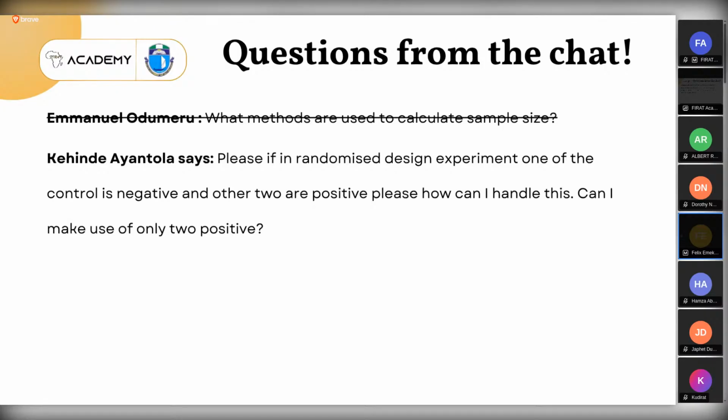Kehinde, can you please say it verbally, so that I'm clear with what you're asking? Yeah, Kehinde, please unmute yourself. Let me understand you very well. Kehinde, are you here? Please unmute yourself and talk to me. Okay, thank you, sir. Yes, experimental design.